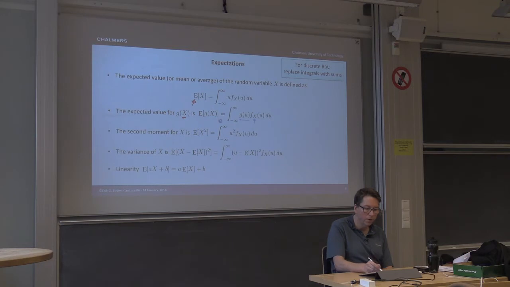So we use this often. And one specific function g would be the squaring function. So the expected value of x squared, by just putting the squaring function instead of g here, we get this. So u squared here, and this is the integral that we need to calculate.